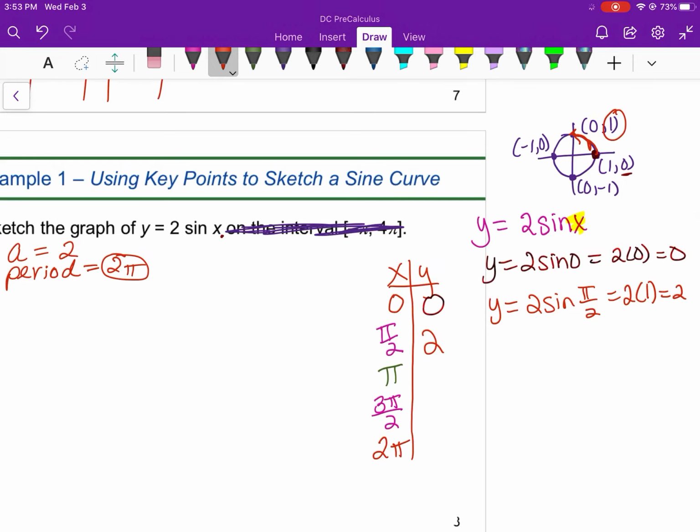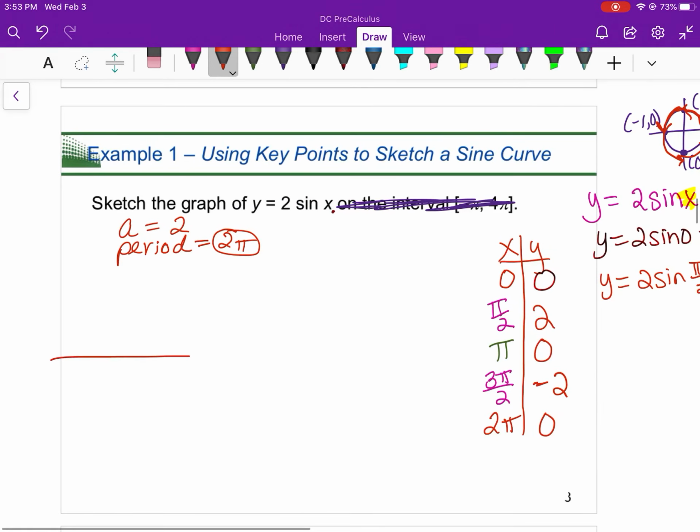And then I go to the next one, which is pi, so I'm over here now, and the sine there is 0, so I'm back to 0. And then I travel here, and the sine there is -1, so this becomes -2. And then I'm back where I started, and the sine there is 0. From here I graphed, and I sent home with you or with your parent some trig graph paper.